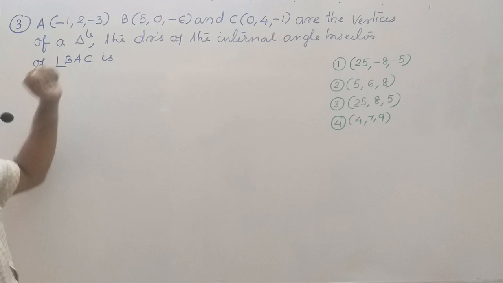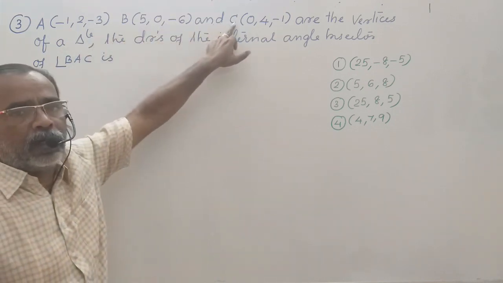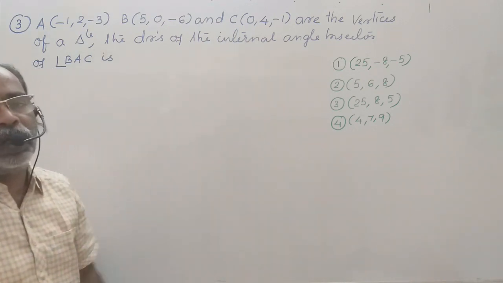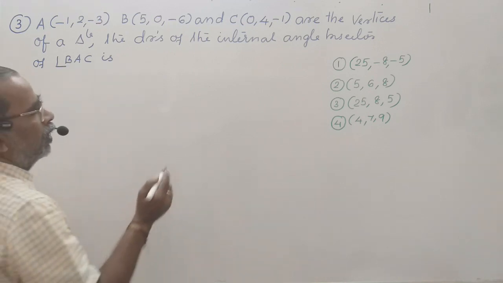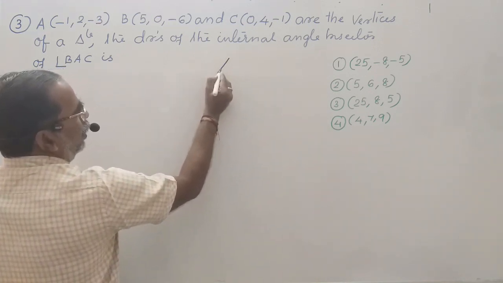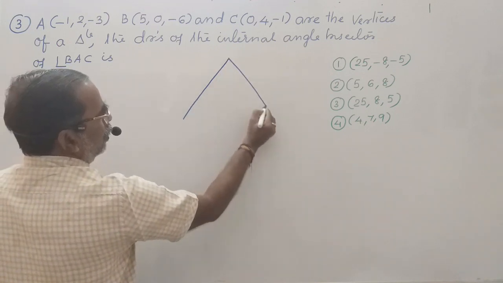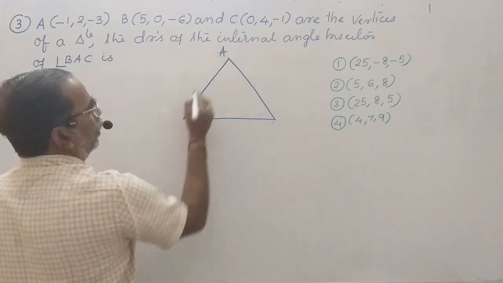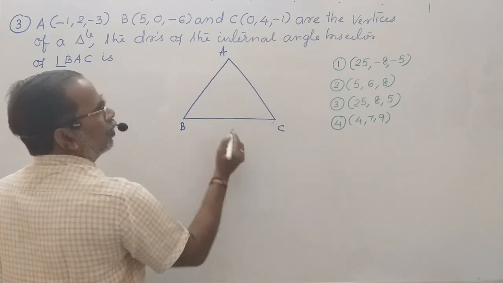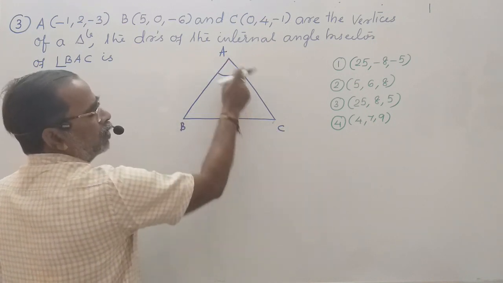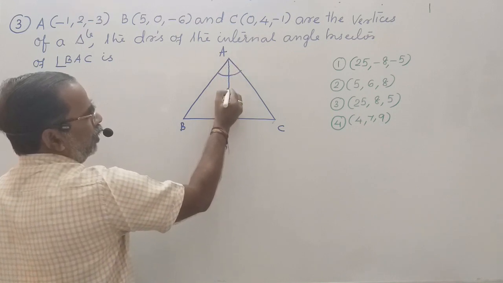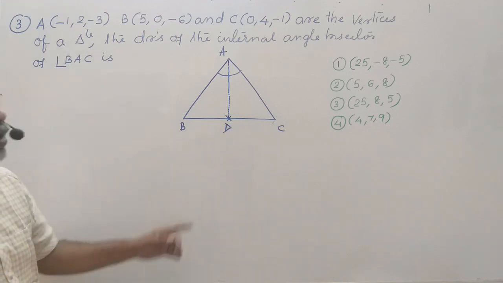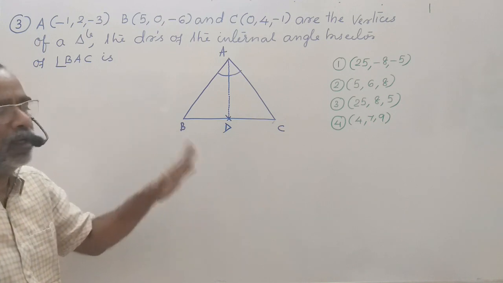Next question, question number 3. Here three vertices of a triangle are given. We need the direction ratios of the internal angle bisector of angle BAC. These are the options. I shall take the triangle. So this is the given triangle ABC. This is point A, this is B and this is C. This is internal angle BAC. This is the internal angle bisector of BAC. Say this internal angle bisector is meeting the side BC at D.